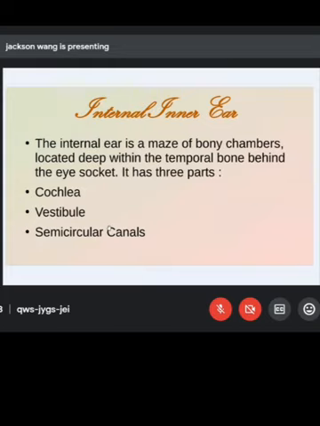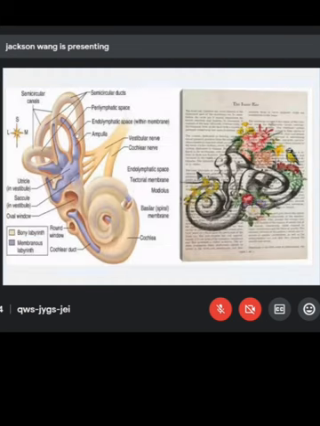Internal inner ear, l'oreille interne. The internal ear is a maze of bony chambers located deep within the temporal bone behind the eye socket. It has three parts: cochlea, vestibule, semicircular canals. Donc, l'oreille interne est composée de la cochlée, du vestibule et des canaux semi-circulaires. The semicircular canals, the cochlea, and the vestibule.